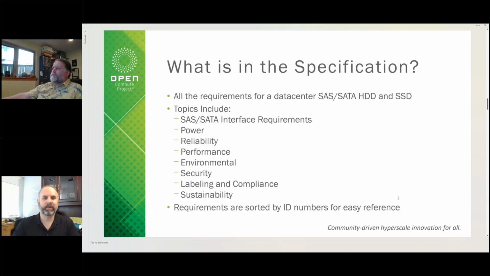Next slide. All right, so real quick to talk about what's in the spec. Basically at a very high level, it's everything that you need to know to build a data center SAS and SATA hard drive or SSD for a data center customer. Some of the topics that we include are SAS and SATA interface requirements, what you need to do for power and reliability, performance requirements, environmental specs, security requirements, labeling and compliance, as well as sustainability. And all of those requirements are sorted by their individual ID numbers to cover all of them. So it's very easy to reference, and you can test to those specific ID numbers. So it creates a very easy way to go and reference the spec and all the requirements within it.